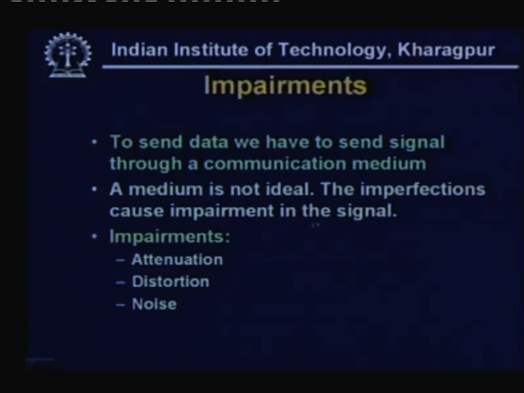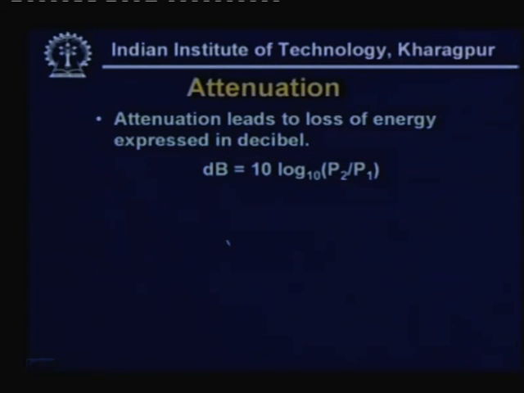What are the possible impairments? Number one is attenuation, distortion and noise. We shall discuss each of these impairments one after the other. First, let us consider attenuation.